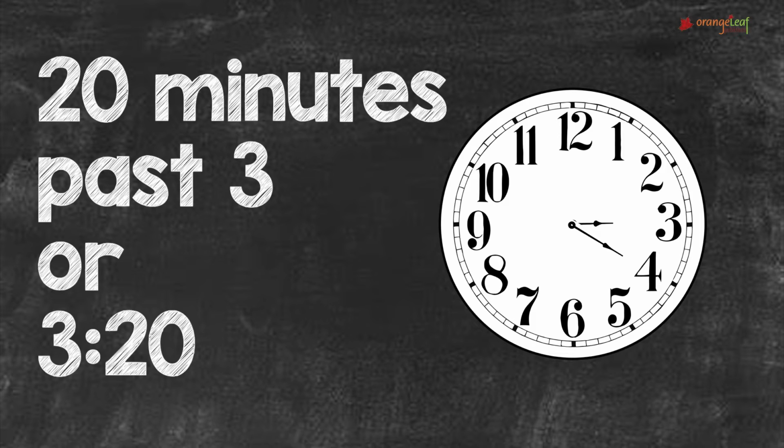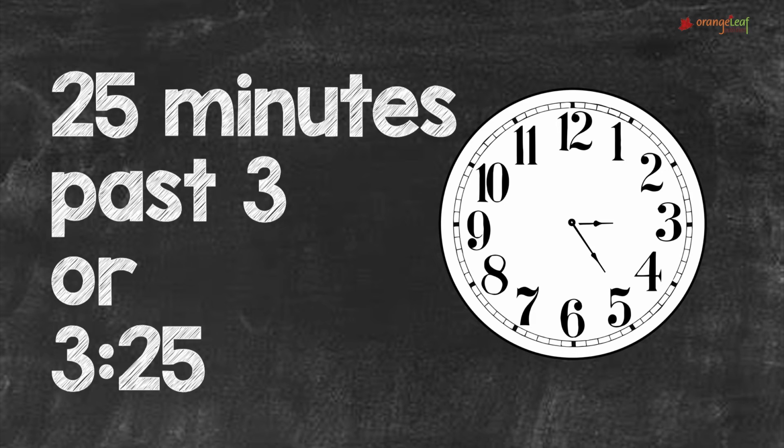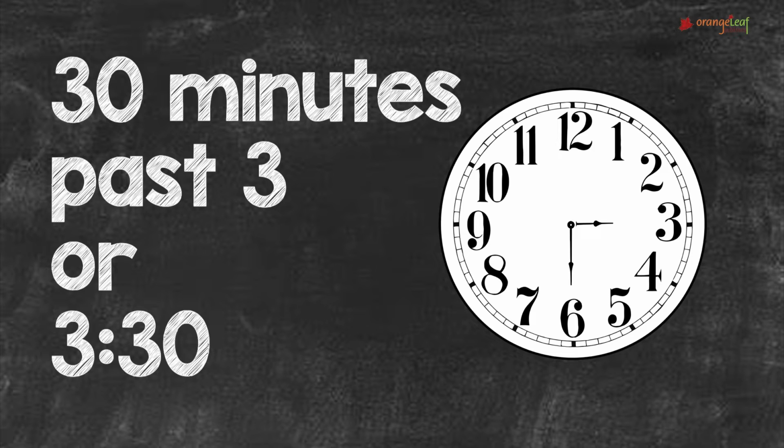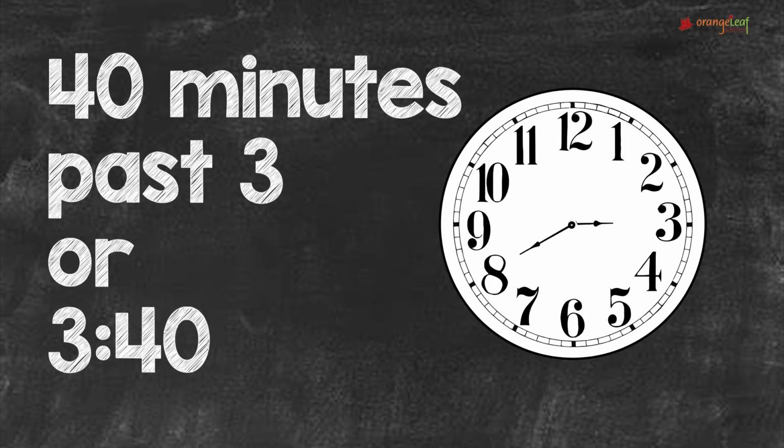When the minute hand moves to the next number, 20 minutes have passed. The time is 20 minutes past 3. At the next number, the time is 25 minutes past 3. When the minute hand comes on 6, we see that it has covered half the clock. We see that 30 minutes have passed. So the time now is 3:30 or 30 minutes past 3. At the next number, the time is 35 minutes past 3. At the next number, the time is 40 minutes past 3 or 3:40.